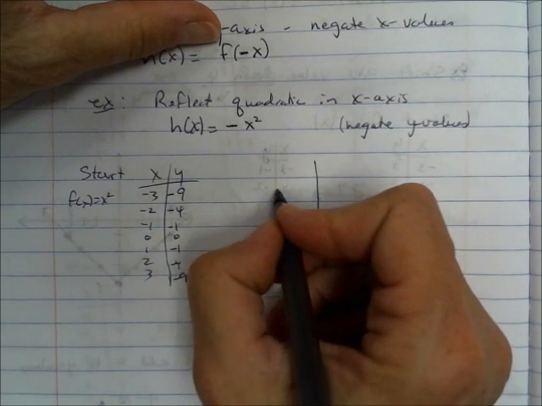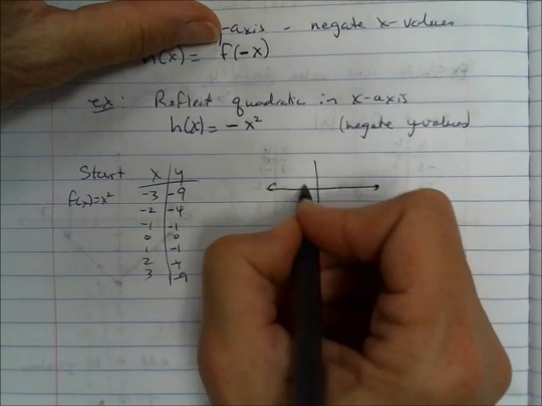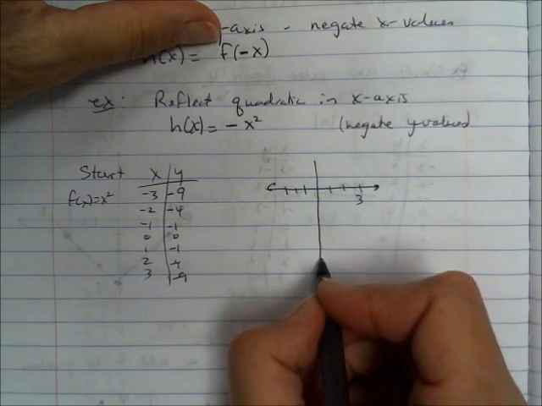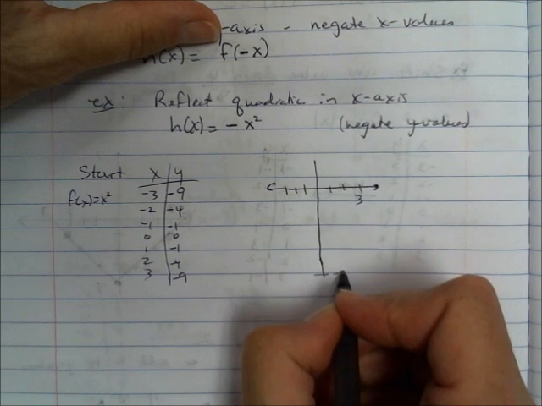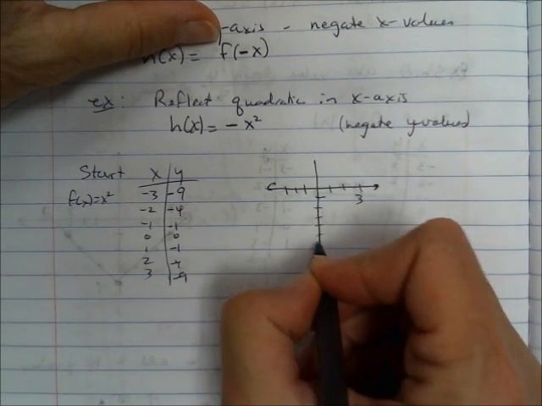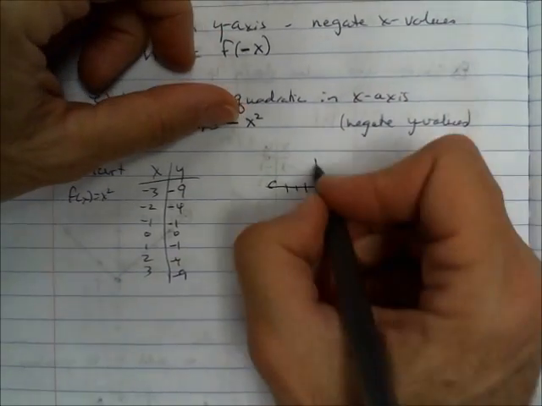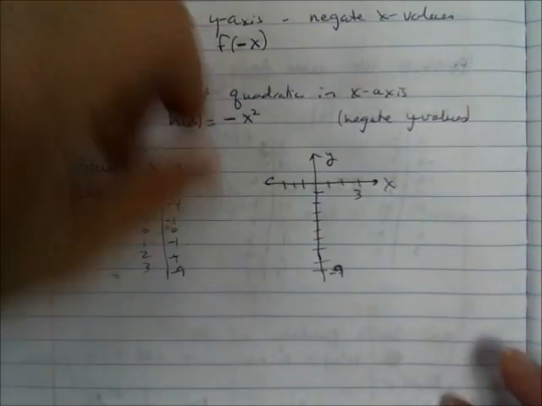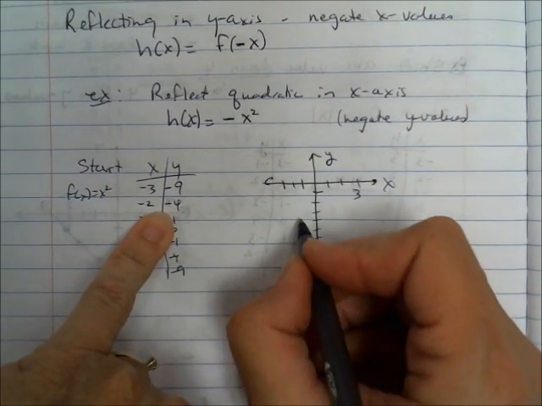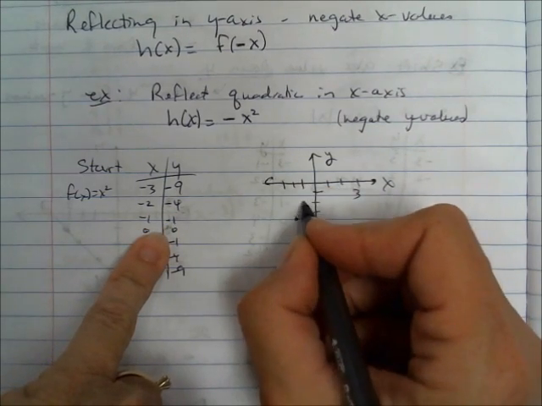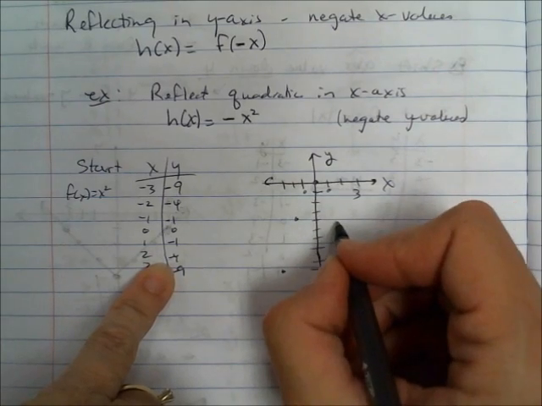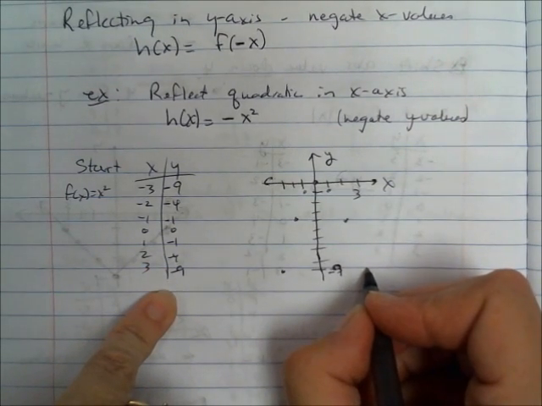And now if we wanted to graph this thing, we're going to go out to -3 and then down to -9. Oops, -9. -1, 2, 3, 4, 5, 6, 7, 8, 9. So here we go. -3, -9 is our first point. -2, -4 is our second point. -1, -1, 0, 0, 1, -1, 2, -4, and 3, -9 is our last point.